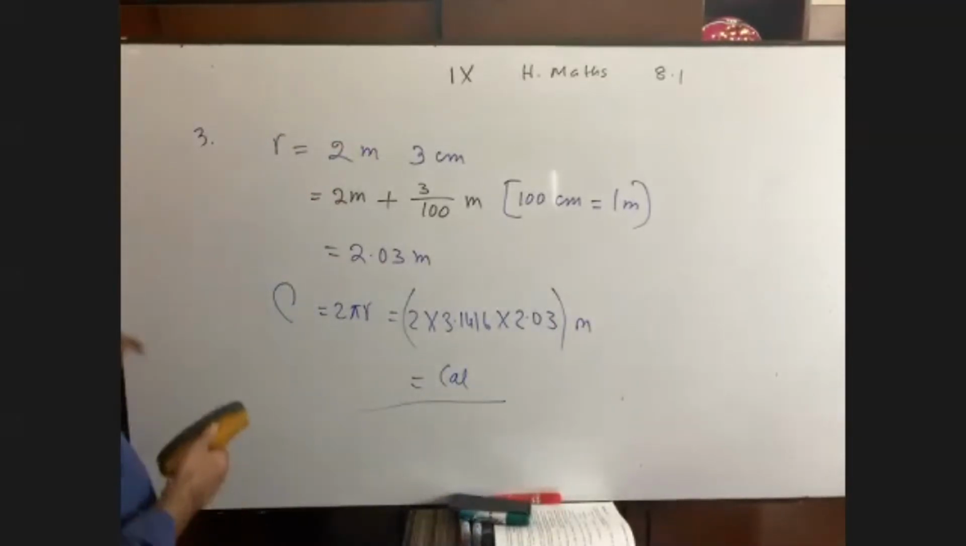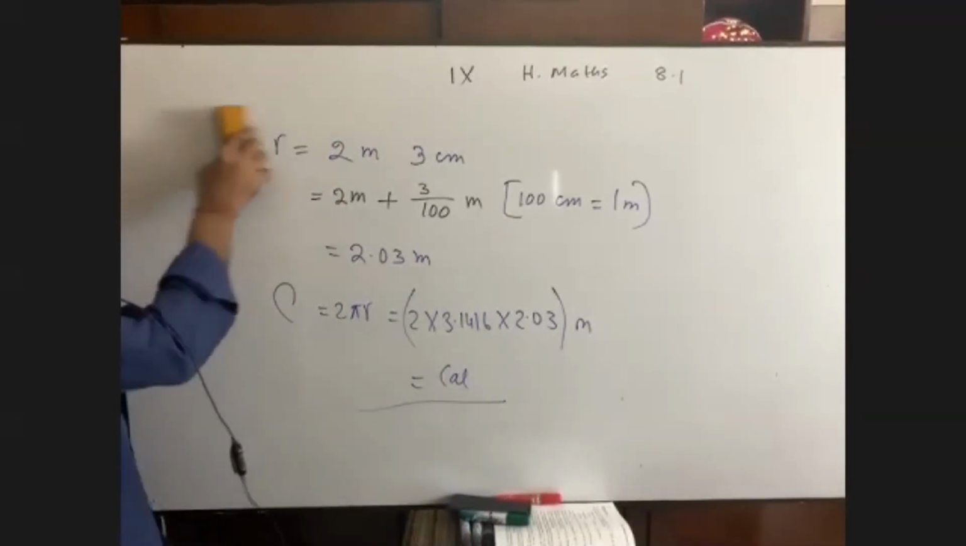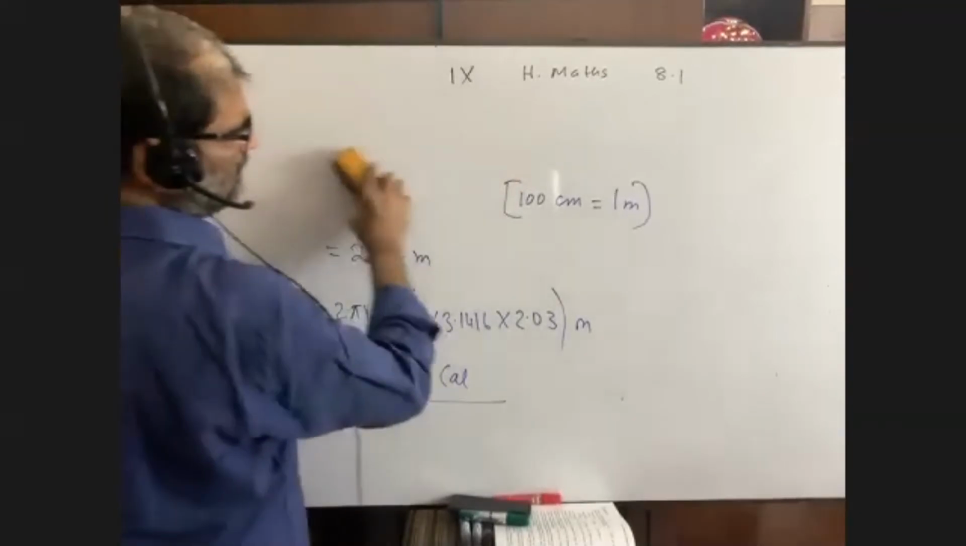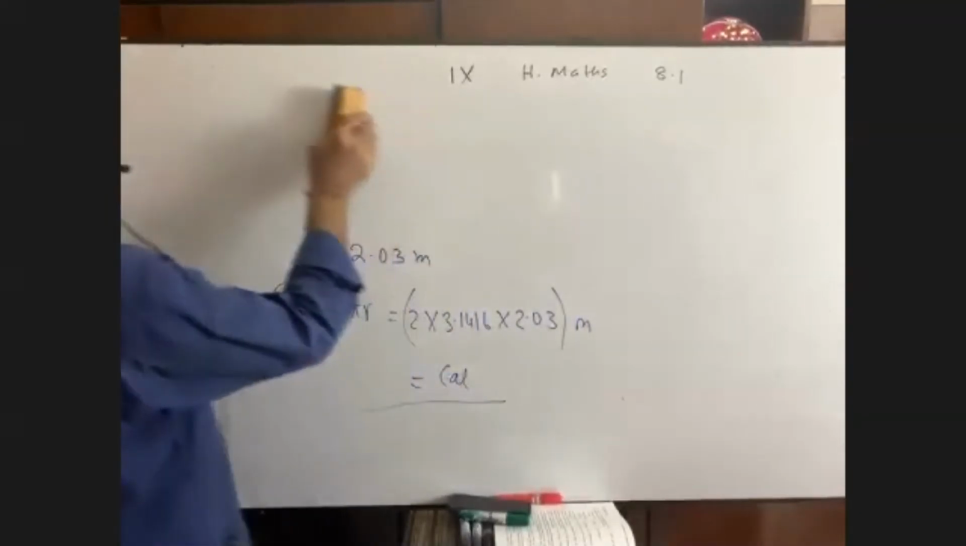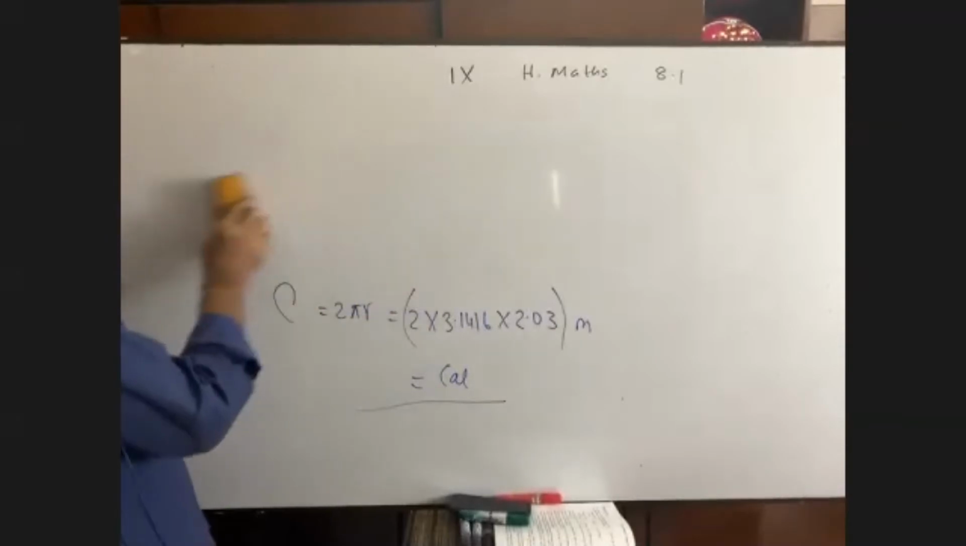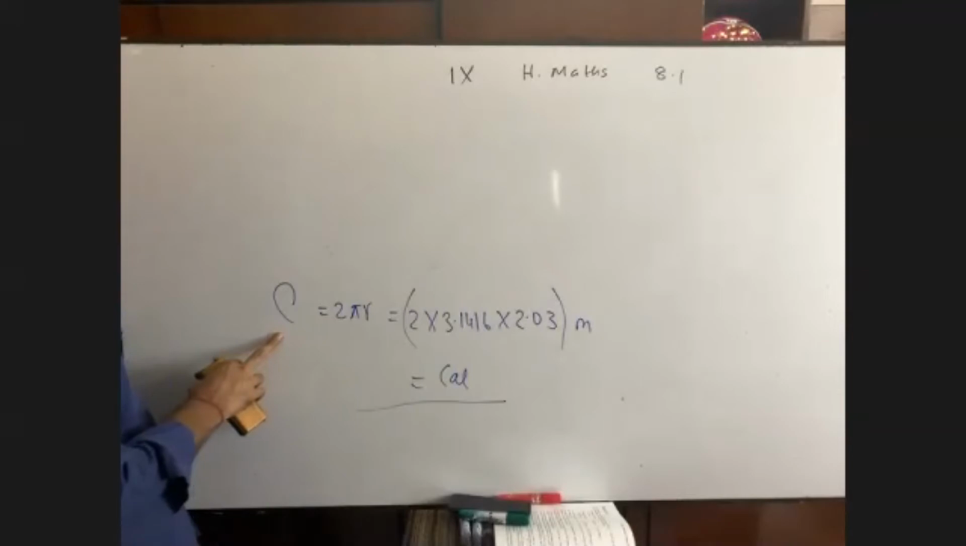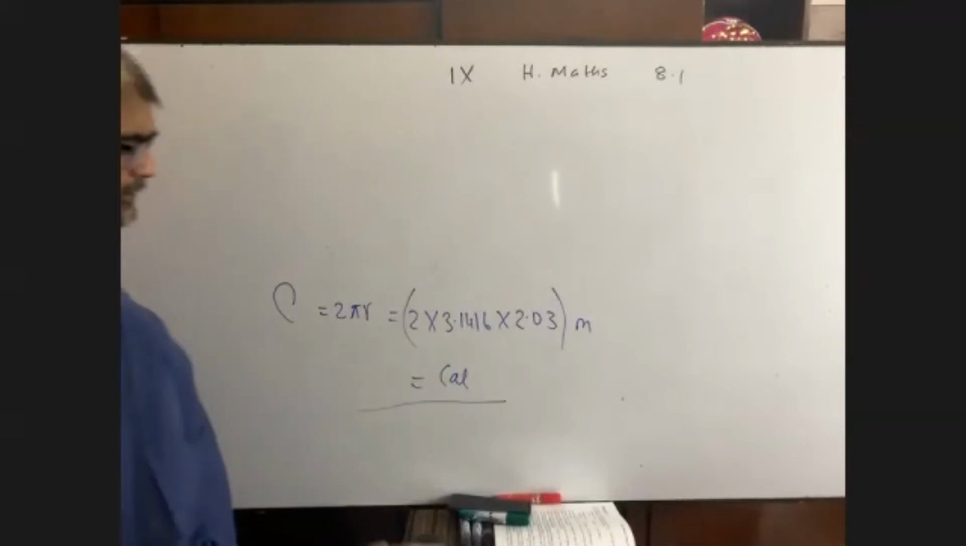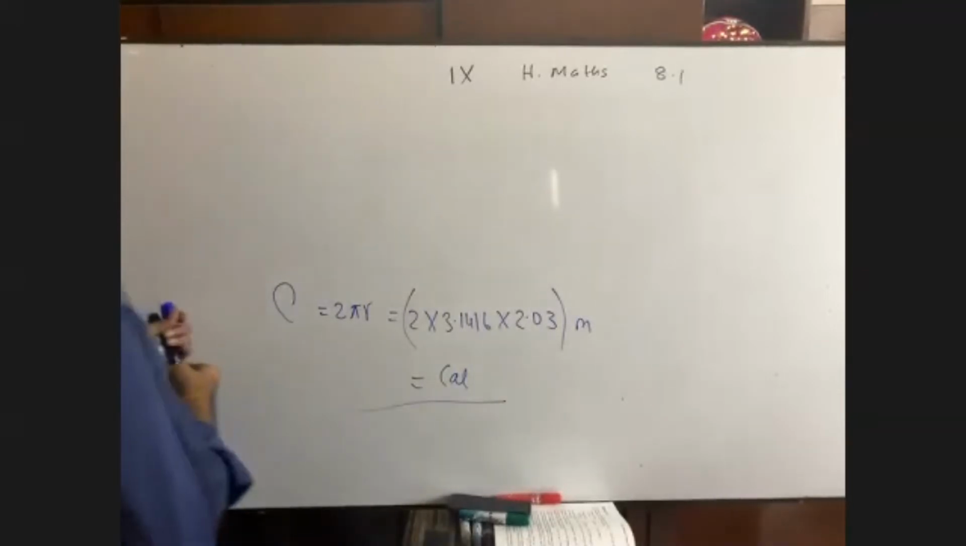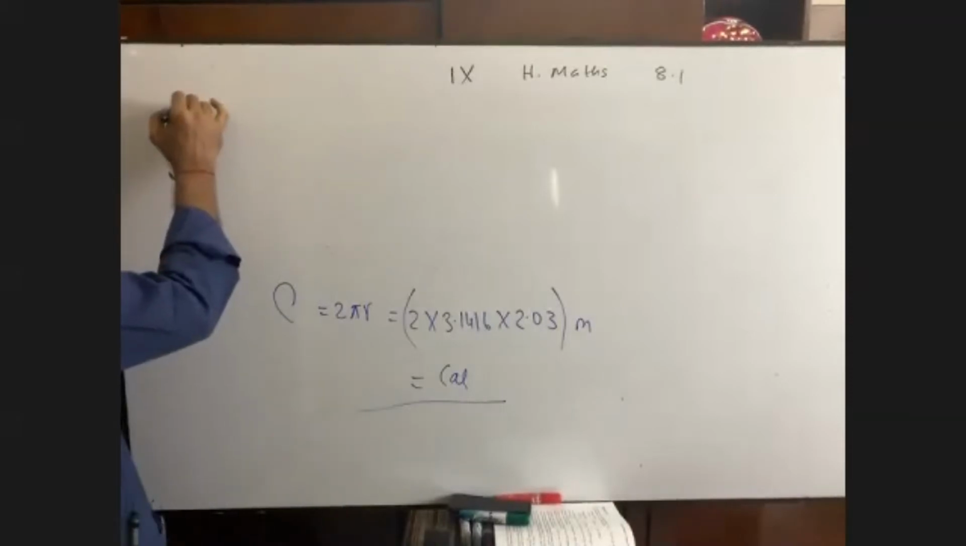Yes, now going to question number 4. Have you copied it? C is for circumference: 2 pi r. Okay, sir. Question number 4.